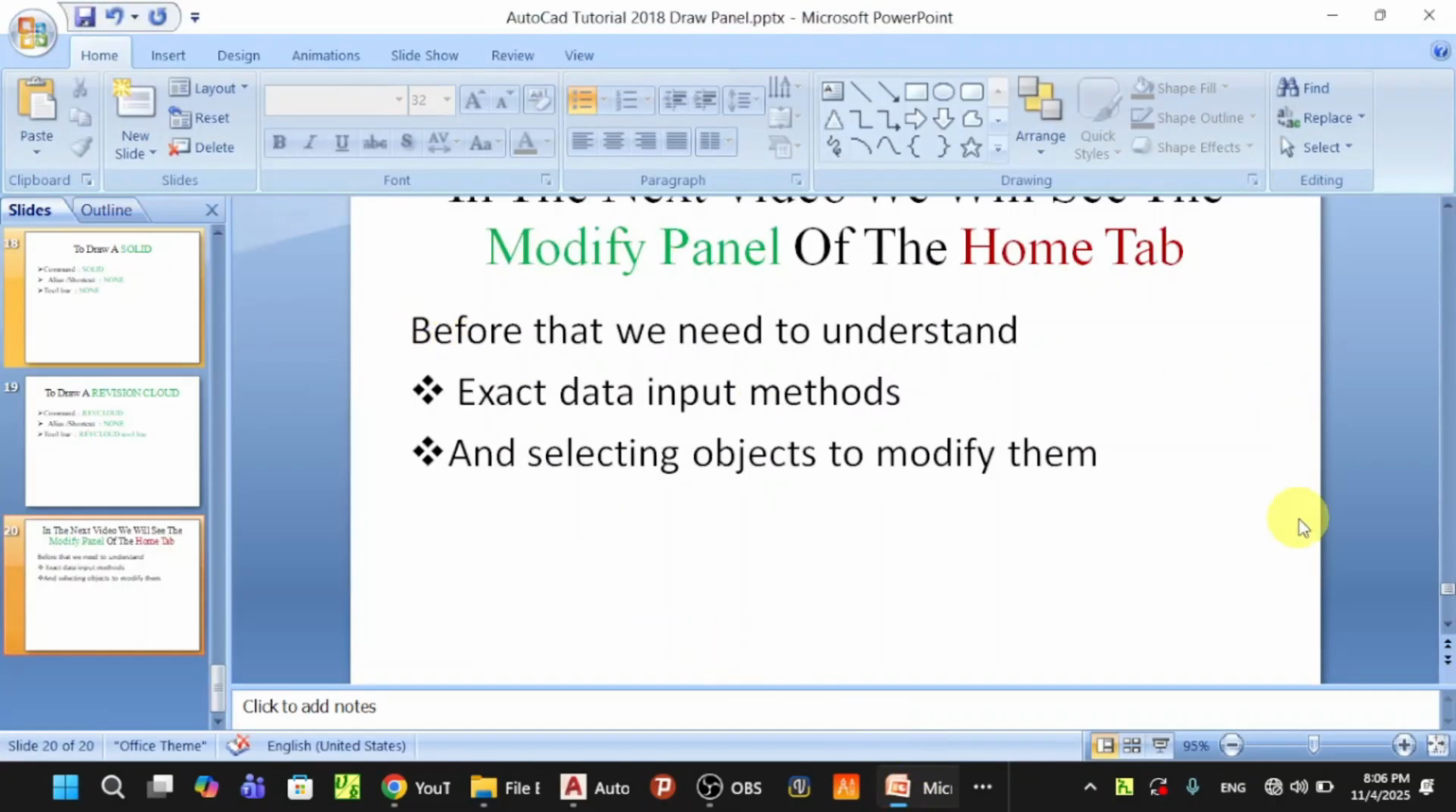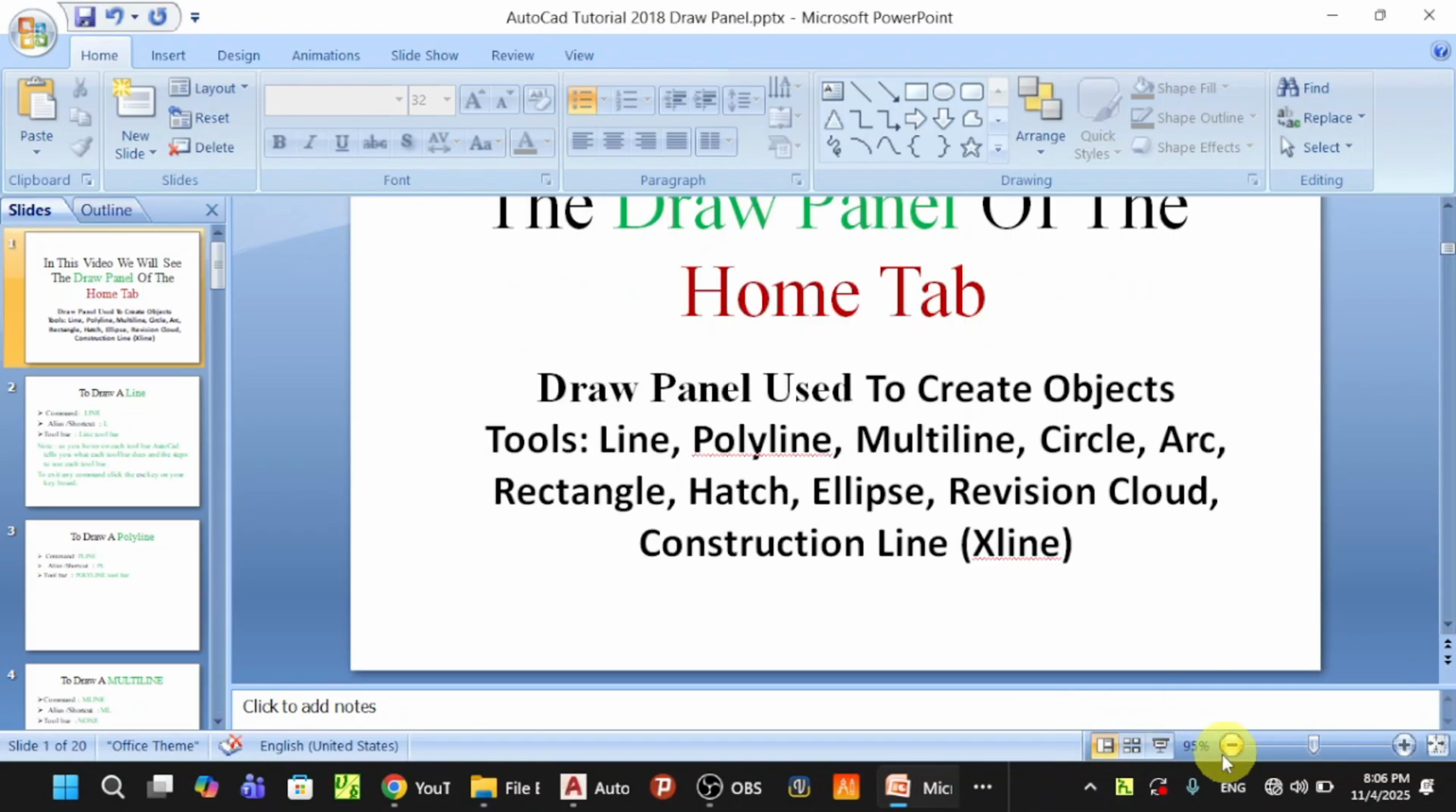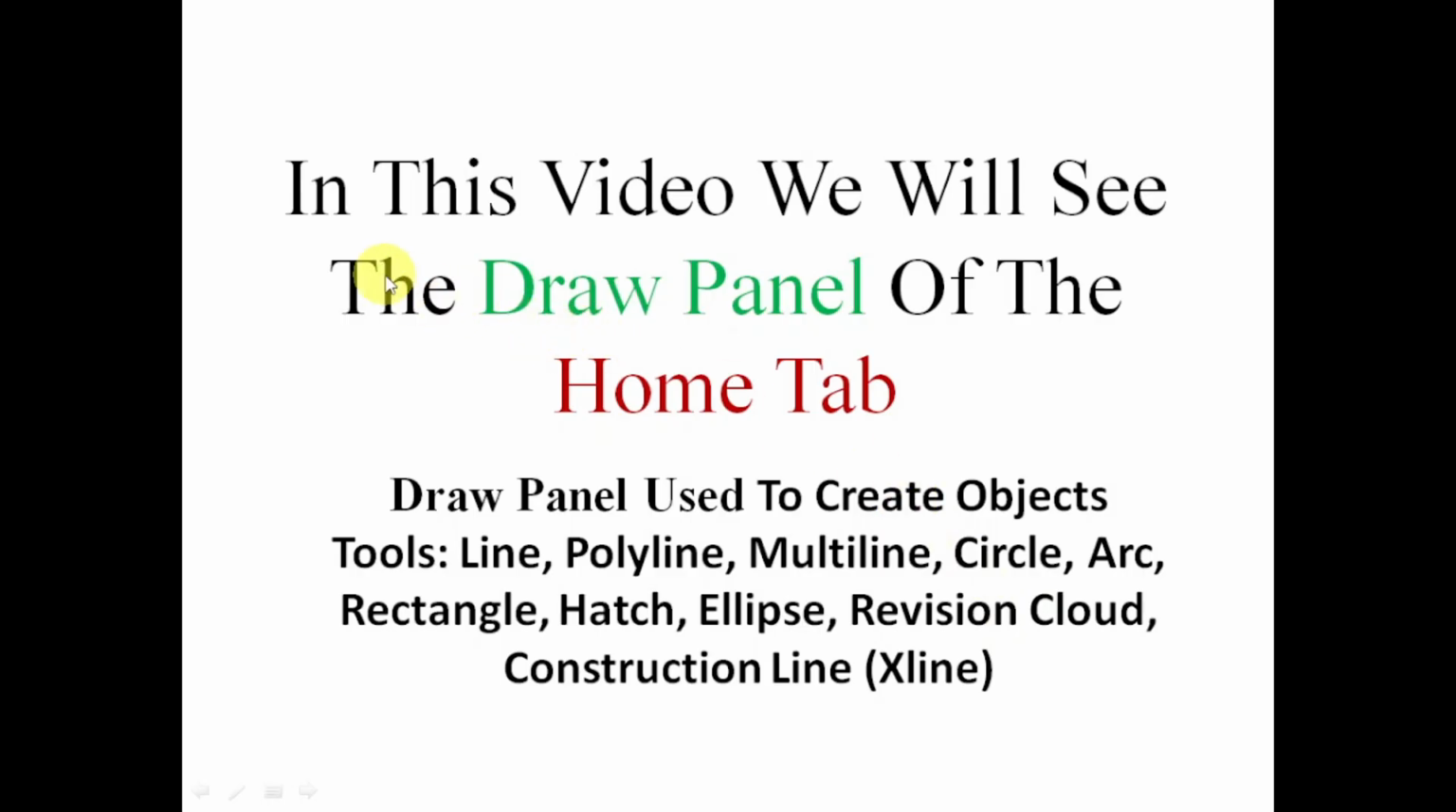In today's tutorial, what we're going to see is the draw panel of the home tab. The draw panel is used to create objects. The tools used in the draw panel are line tool, polyline, multiline, circle, arc, rectangle, hatch, ellipse, revision cloud, construction line, and etc. There are also others, but these are enough for us to see.